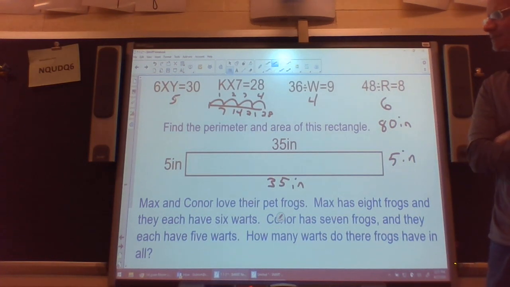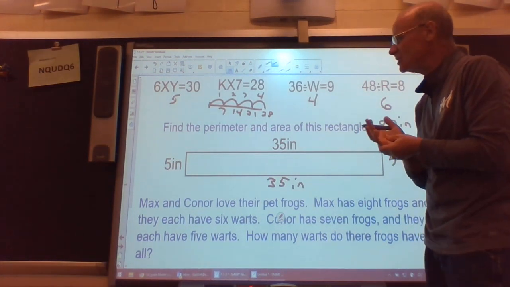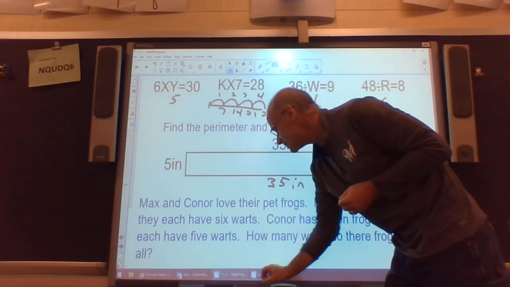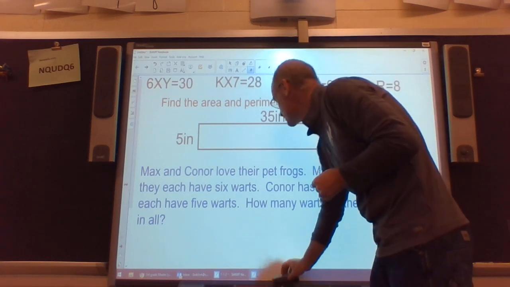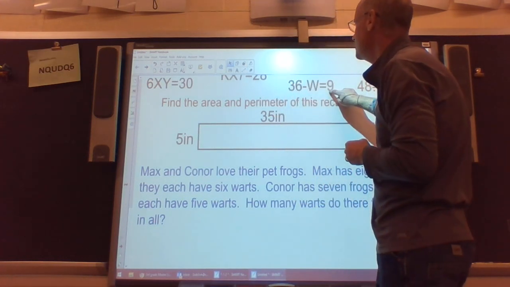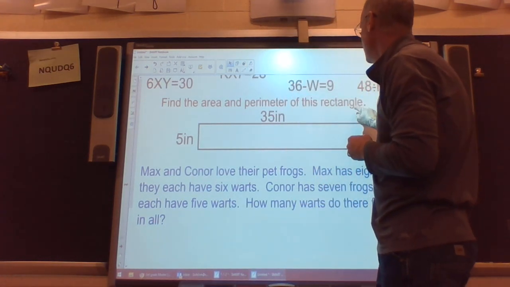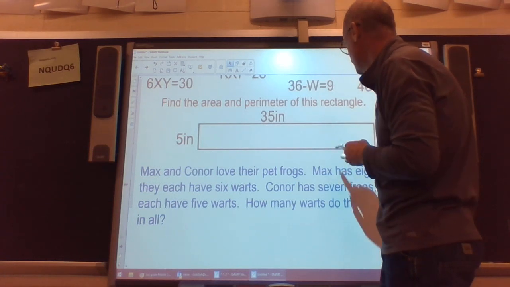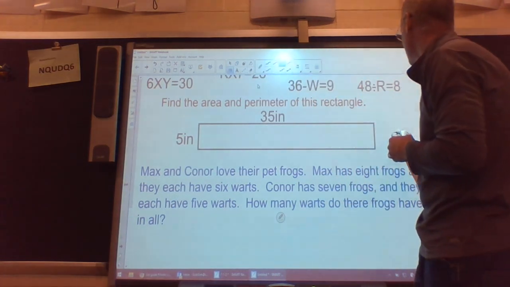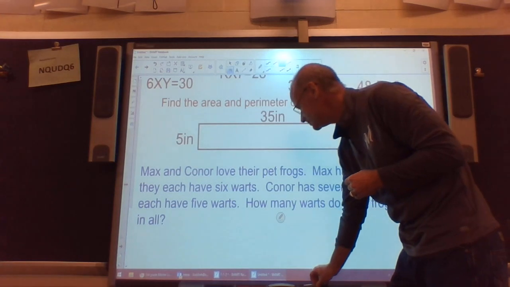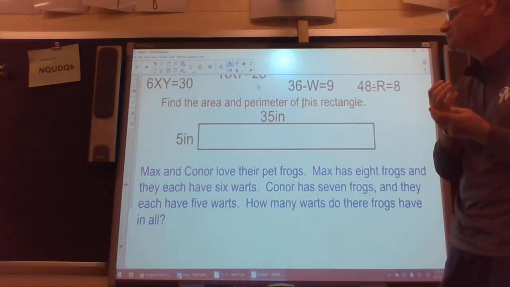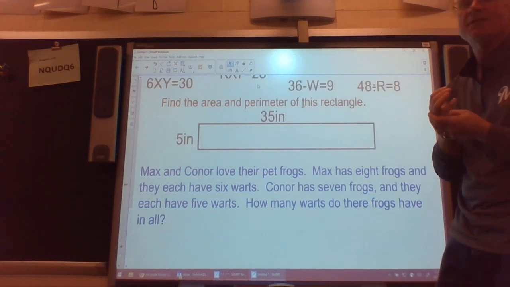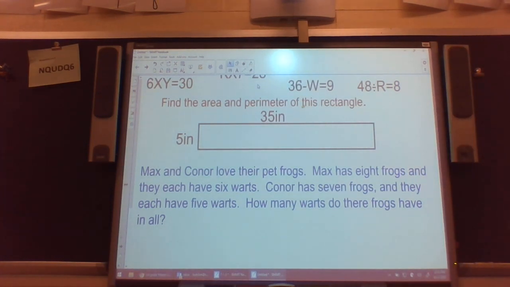Now for the area, I have 5 times 35. 5 times 35 you can do a lot of different ways. In fact, I'll probably try to do it 1 or 2 different ways for you. I'm going to take this and move it up here. Uh-oh. I just knocked my pen off. So I'm going to do 5 times 35. I'm going to have to go and do it on my computer for you.